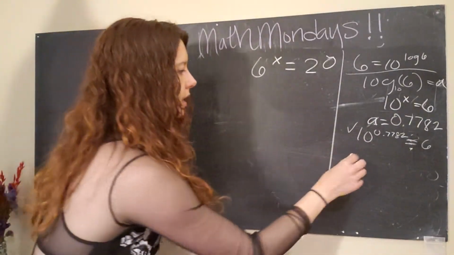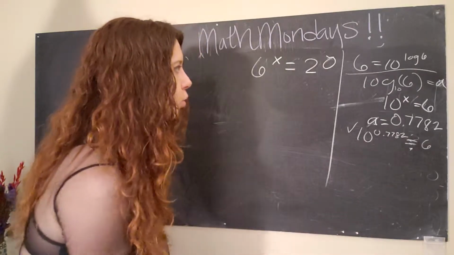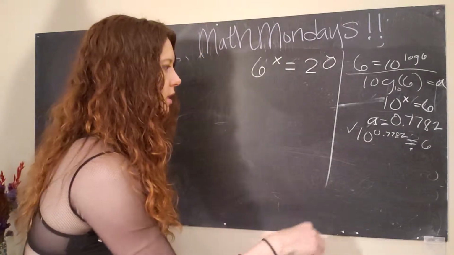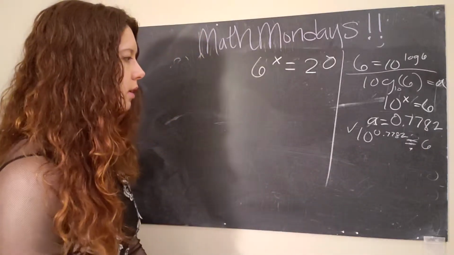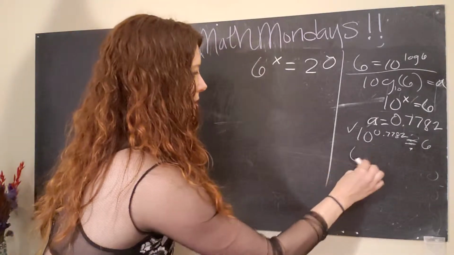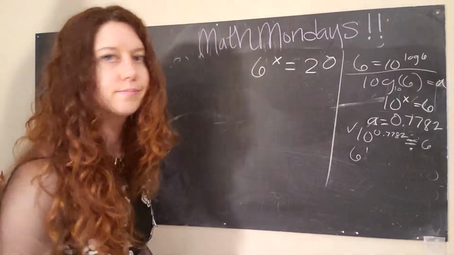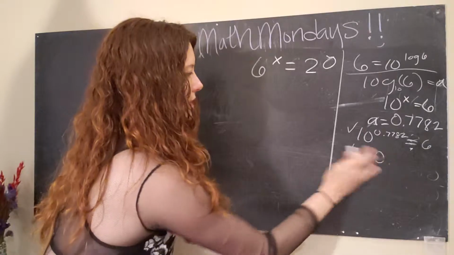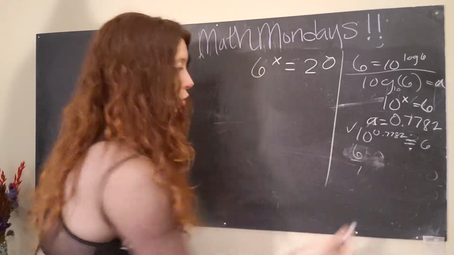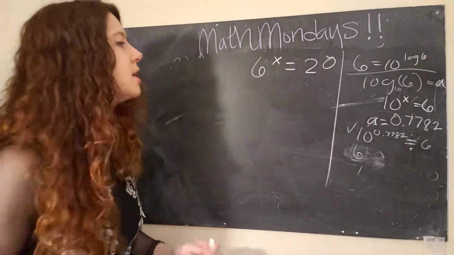It's kind of like saying, another way to write 6 would be 6 to the 1. That's fine too. You could also say 6 plus 0. That's fine too. You could also say 6 over 1. Those are all equivalent.